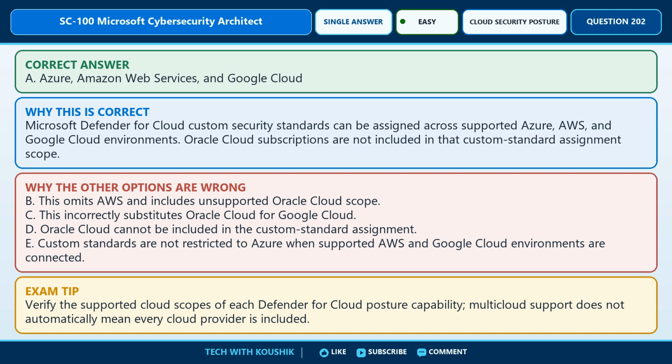B. This omits AWS and includes unsupported Oracle Cloud scope. C. This incorrectly substitutes Oracle Cloud for Google Cloud. D. Oracle Cloud cannot be included in the custom standard assignment. E. Custom standards are not restricted to Azure when supported AWS and Google Cloud environments are connected. Exam tip. Verify the supported cloud scopes of each Defender for Cloud posture capability. Multi-cloud support does not automatically mean every cloud provider is included.